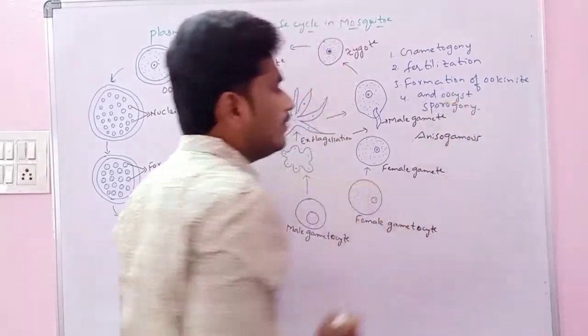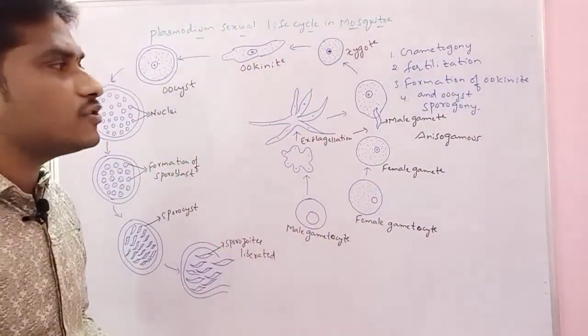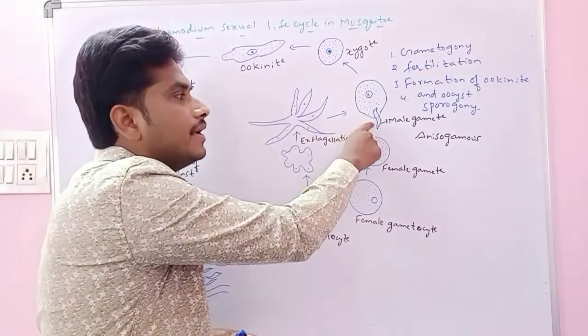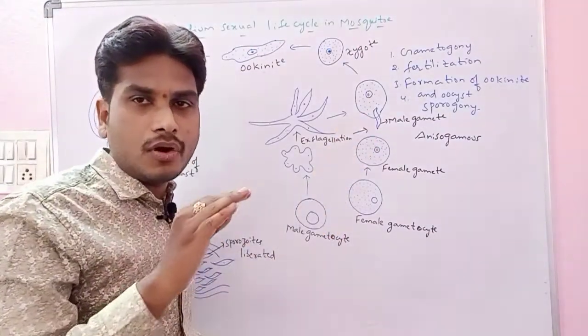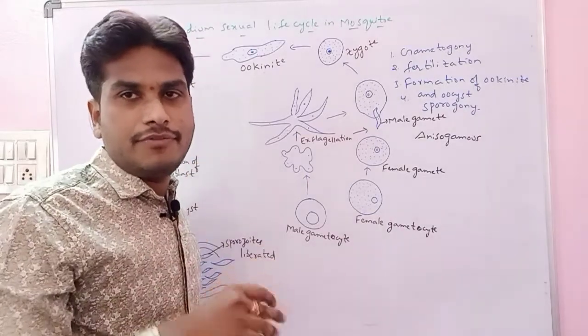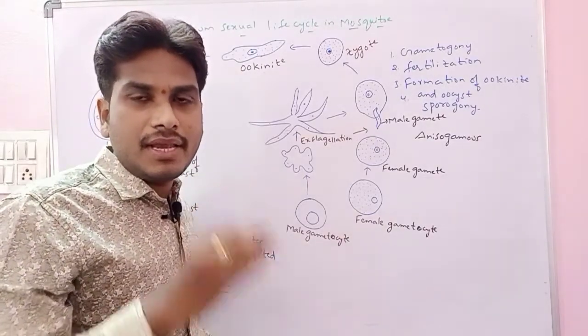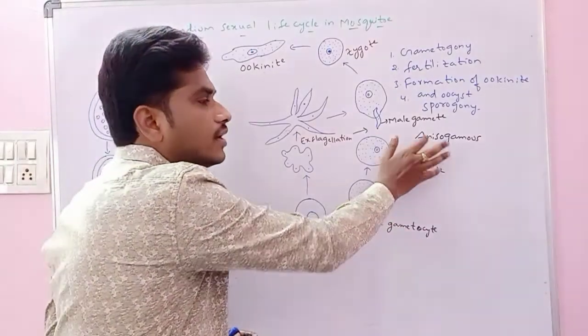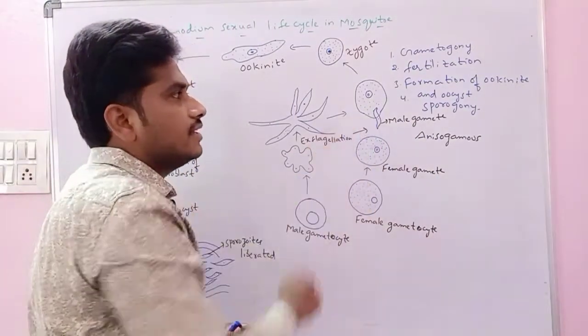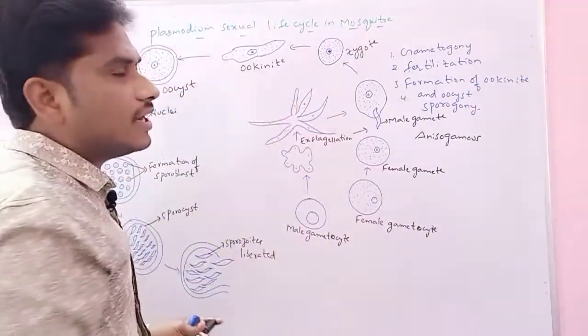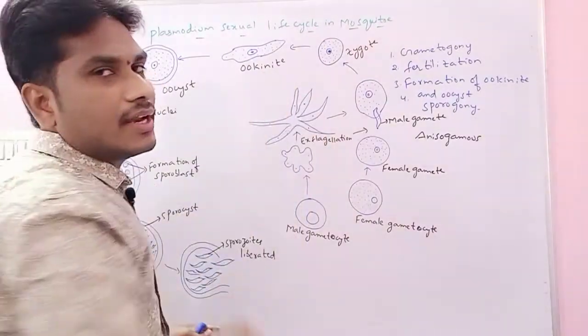Why are we calling it anisogamous fertilization? Anisogamous fertilization because the male gamete and female gamete are not similar in structure. The fusion between the dissimilar male and female gametes we are calling the anisogamous condition. That takes place here. Then after that, what is happening? After fertilization, what do we get? We get a zygote.